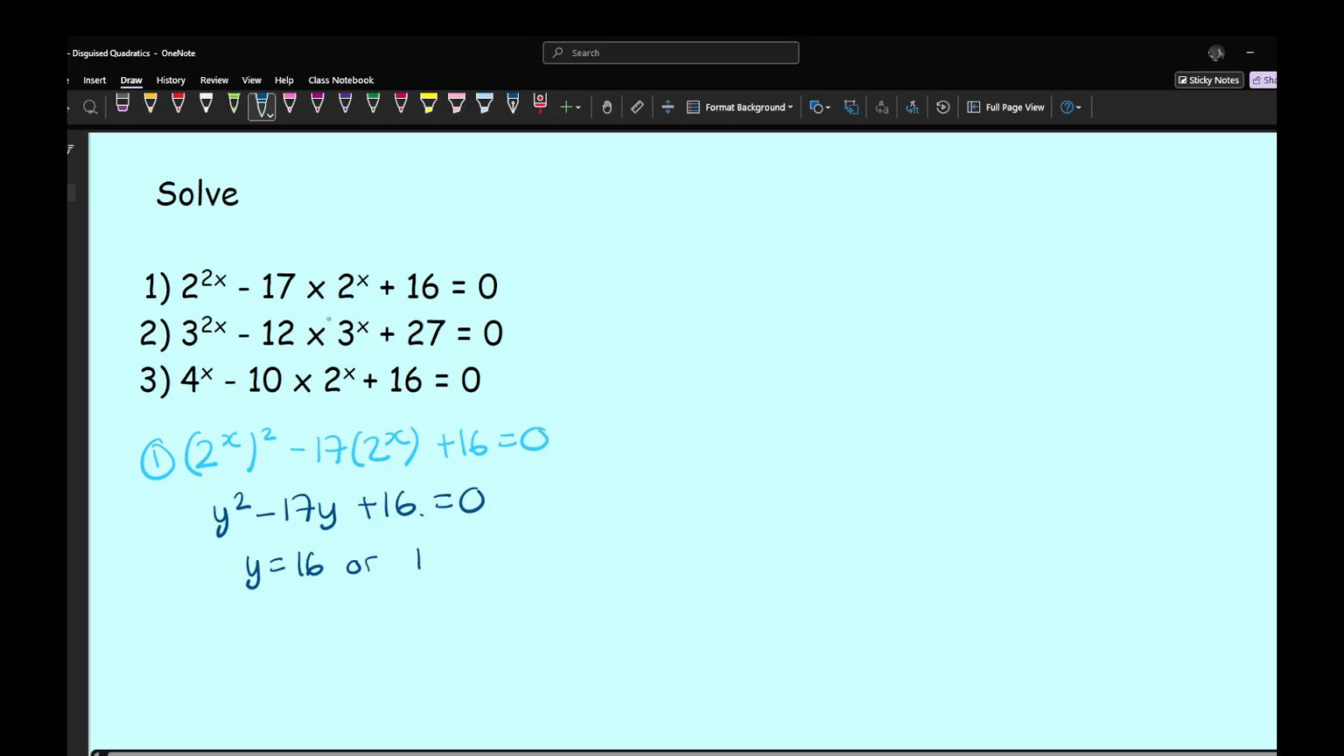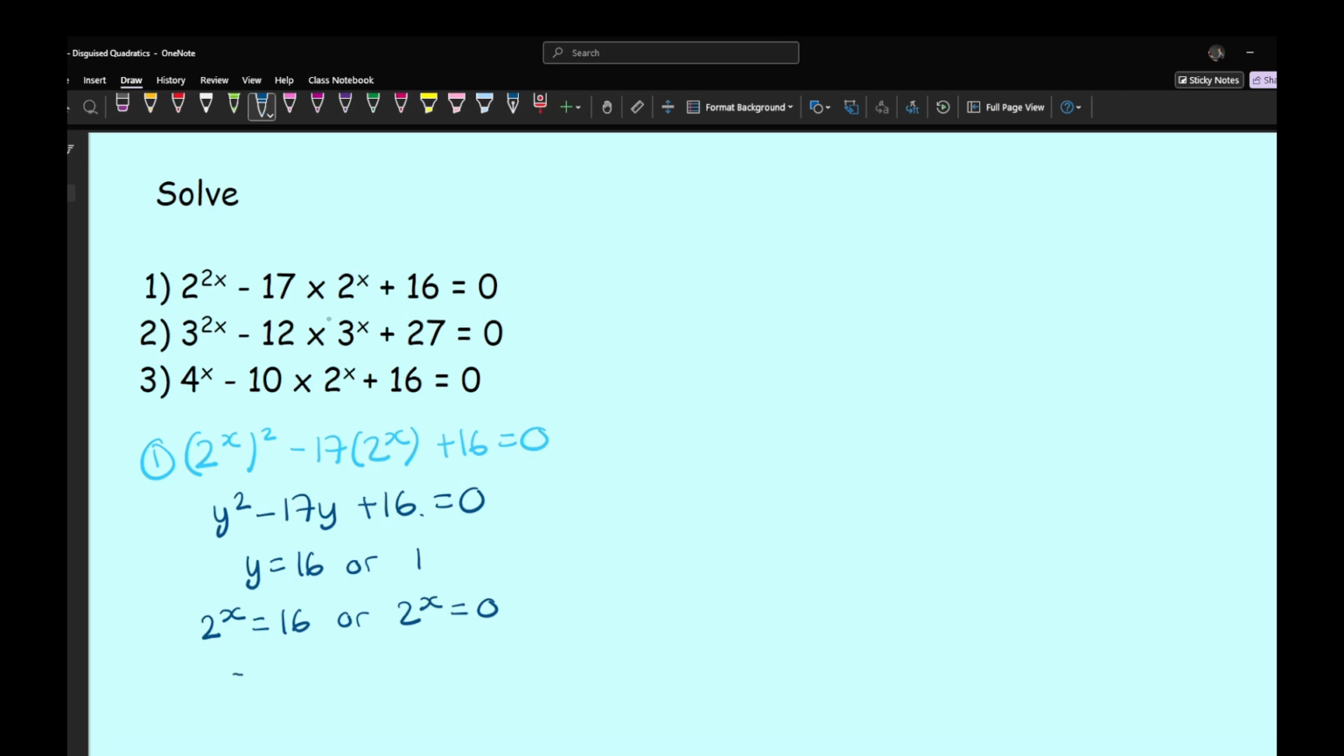So from this, I then know that 2 to the x equals 16 or 2 to the x equals 1. Then using knowledge of powers, 2 to the power of what gives you 16? Well, x is going to equal 4. Or 2 to the power of what gives you 1? For this one, x is going to equal 0.